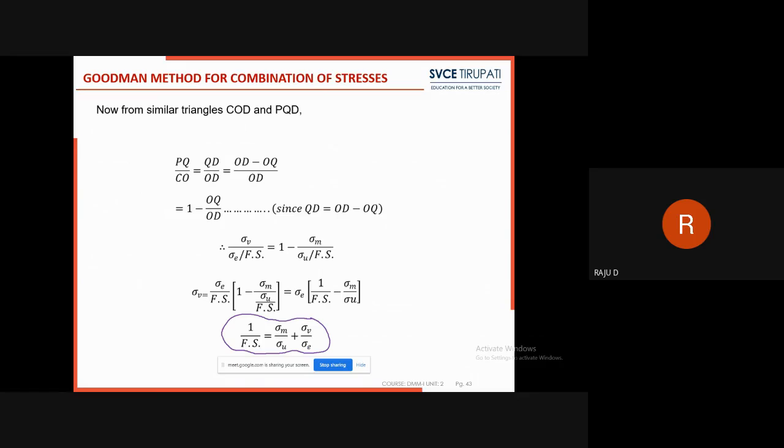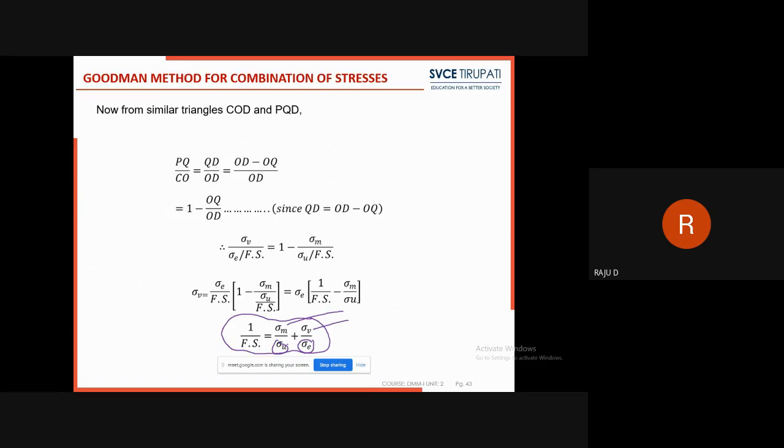That's why from the start itself, I clearly explained how to calculate the mean stress value and the variable stress value. I think all of it is clear. One more very important point to remember: in Goodman's method, what is the relation between sigma e and sigma u? Because it is Goodman's line method, sigma e is for variable stress and sigma u is for mean stress.